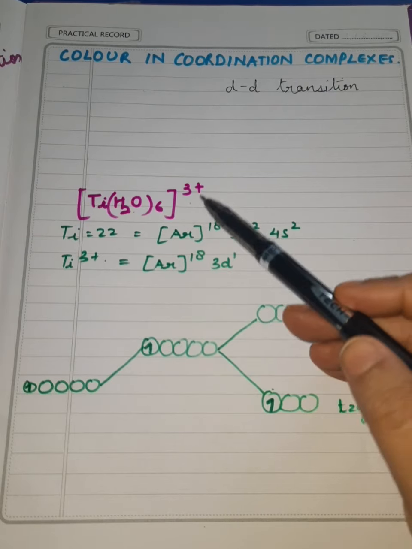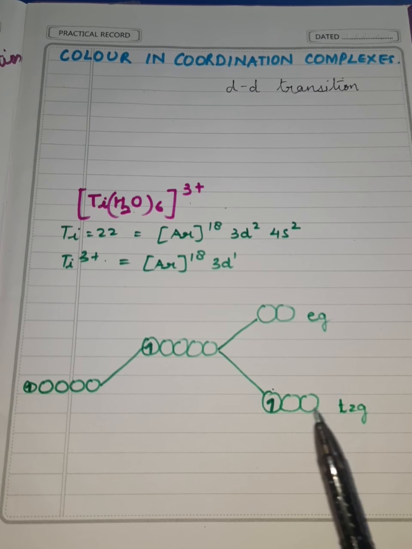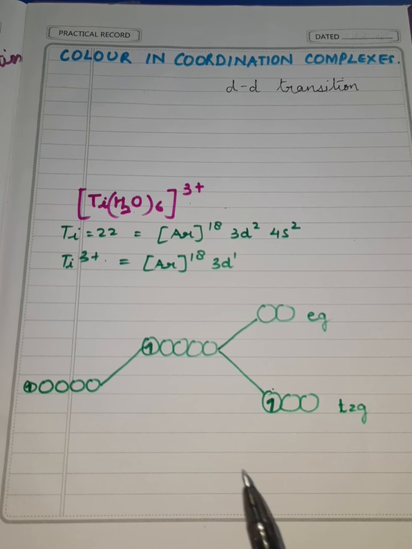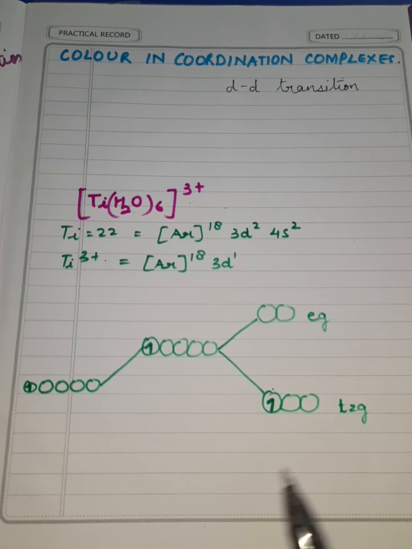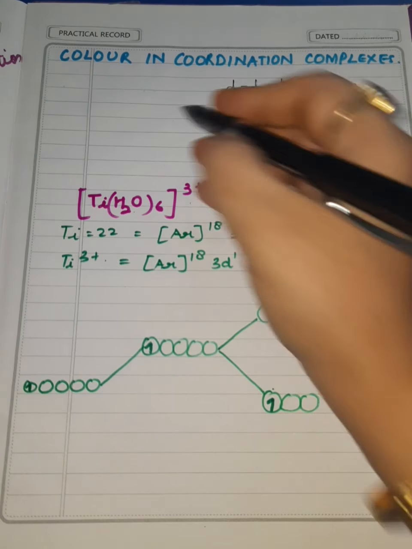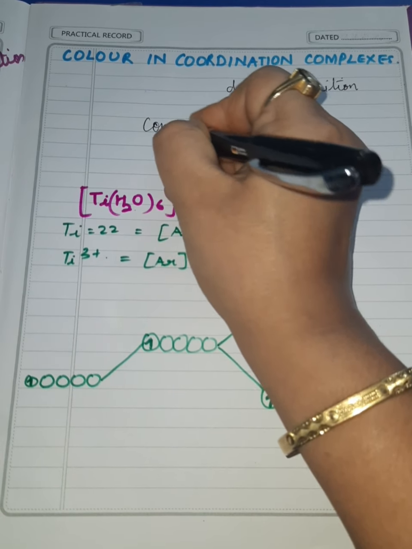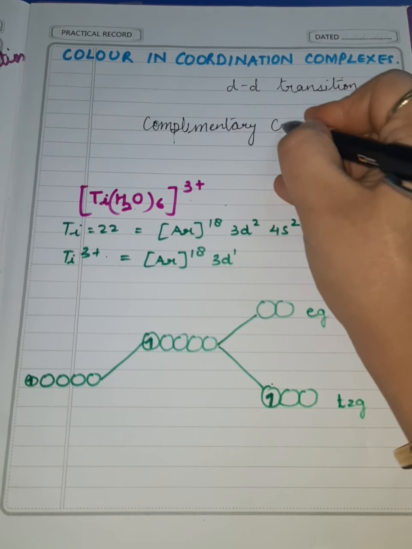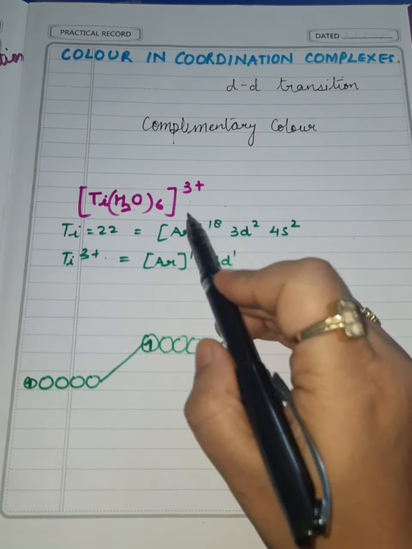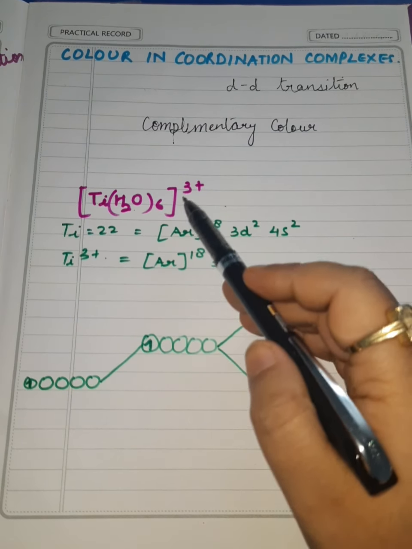Alright. Now before I teach you this example, one thing we all know, that a sensation of color is produced when light having wavelength within the visible region of the electromagnetic spectrum strikes the retina of the eye. I hope it is clear. So a complex shows color when the white light passing through it is partly absorbed and partly reflected. Then the color shown by the complex is the complementary color. Complementary color. Remember.